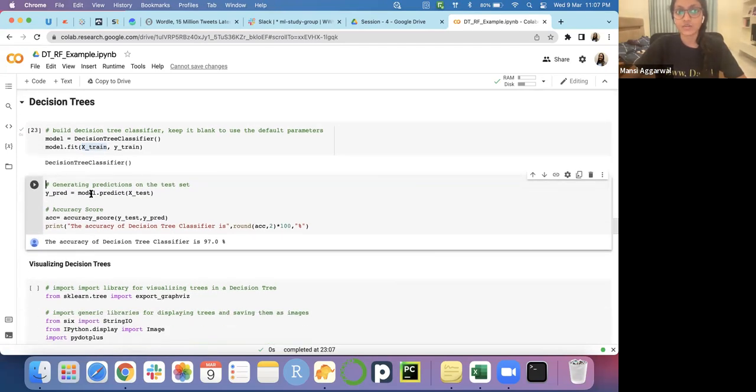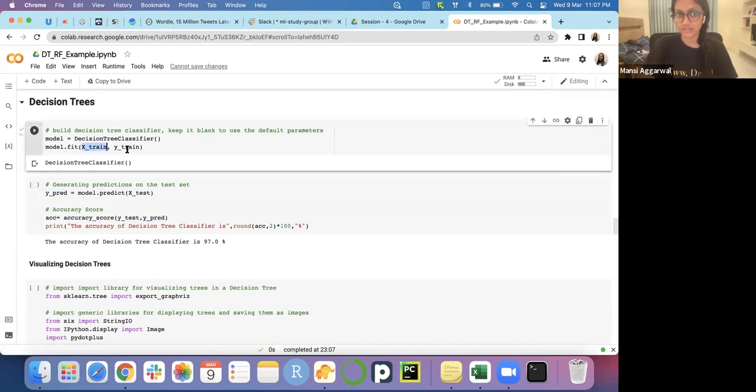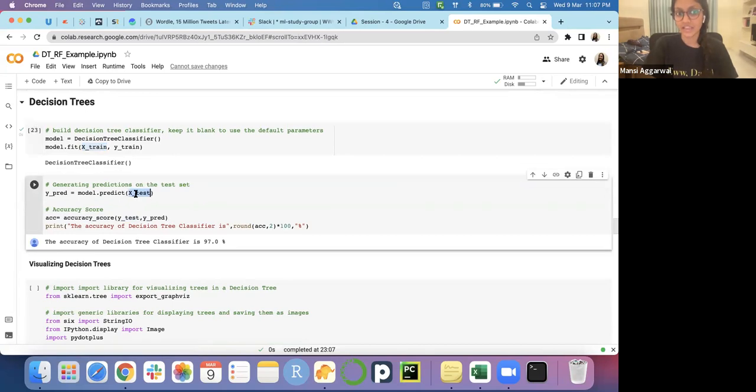Now we will predict the species on X test. We will save the prediction in Y prediction, and we will check the accuracy on Y test and Y prediction. So what we have done is we fit the model on train. We will take X test and use the model to predict the species. We already had the true values of the species in Y test, and we now have the prediction from the model that we fit.